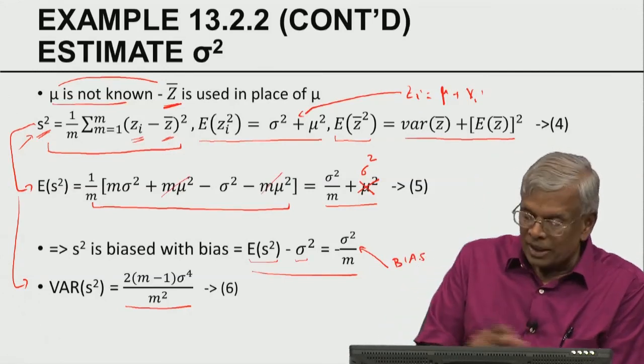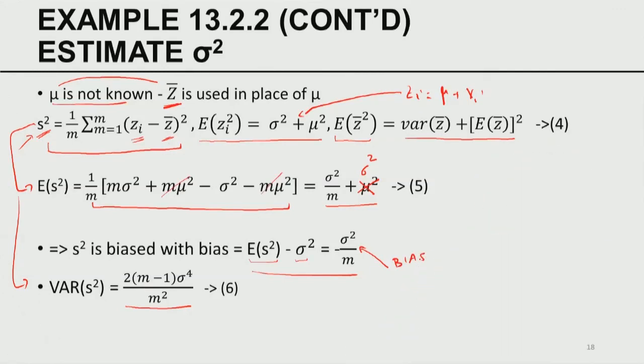So now you can readily see I have an estimate which makes sense, but that estimate is a biased estimate. So far we have seen unbiased estimates. For the first time we are seeing an estimate which is a very natural estimate, but it turns out to be biased. It has a variance. The variance is given by this expression.